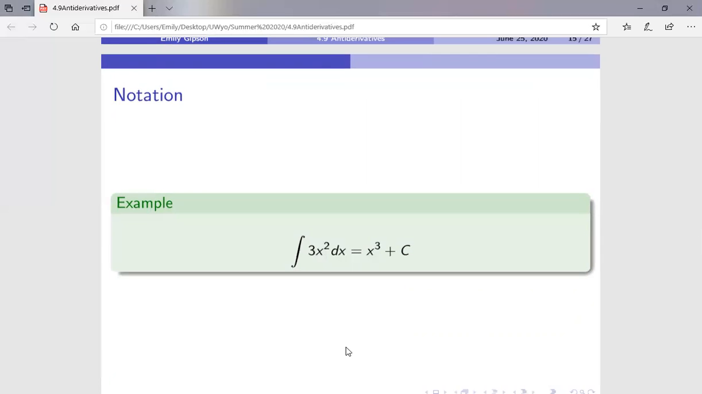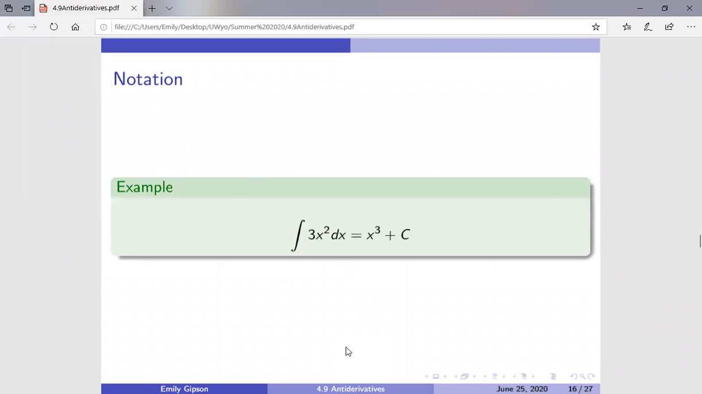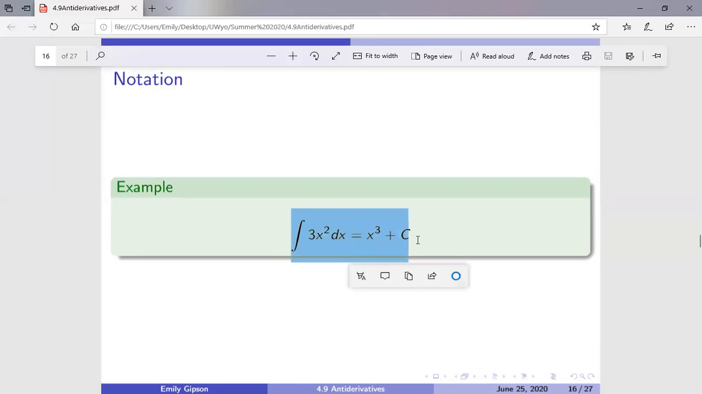So let's work on an example so you can get familiar with the notation. The integral of 3x squared times our differential dx is x cubed plus c. And you'll remember that I could have written out, find the antiderivative of 3x squared, and the family of solutions is x cubed plus c, or we can just use our notation and write it out like this.